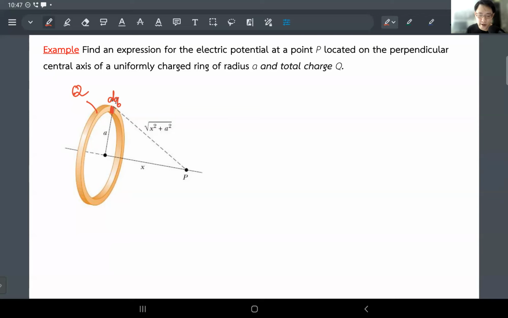Cool. All right, next. What is the contribution of that dq to the potential at point P? We're thinking along the same line, so it's just the same formula. K, the charge that's generating the potential, dq, over the distance from the charge to the point of calculation. In this case, from the Pythagorean theorem, it's just square root of a squared plus x squared. And because this is the potential due to a super small charge, we're going to call this dV as well, the potential at point P.